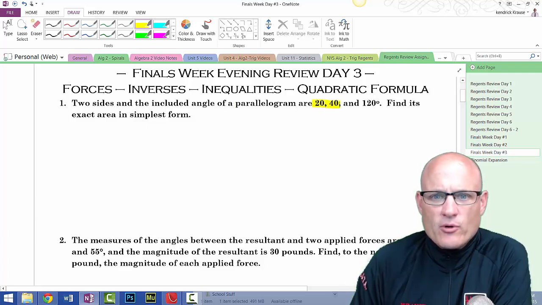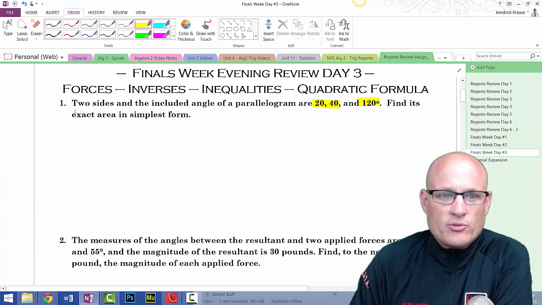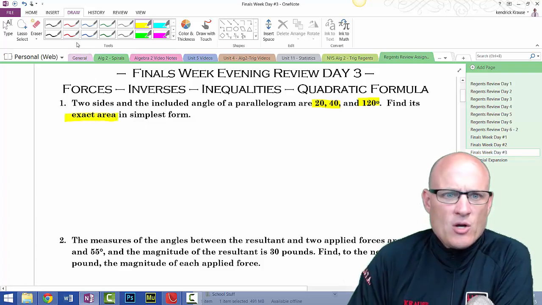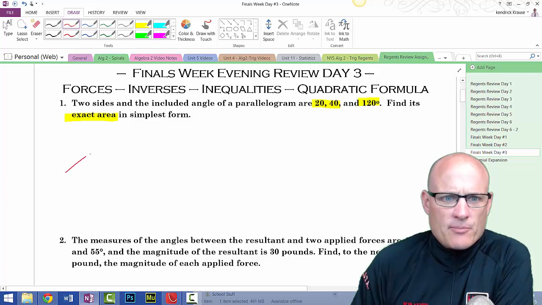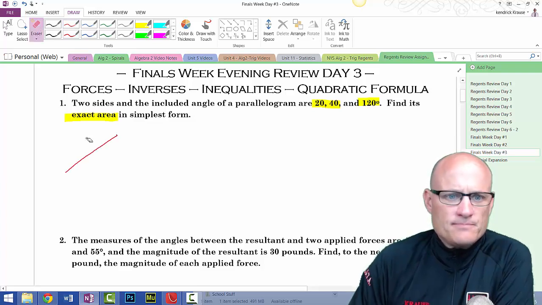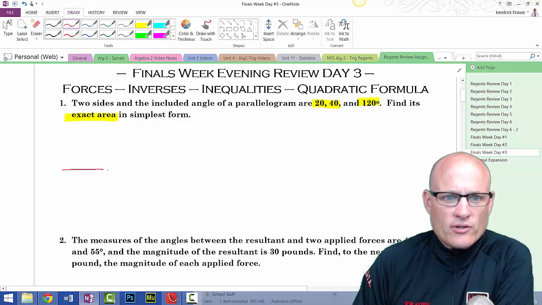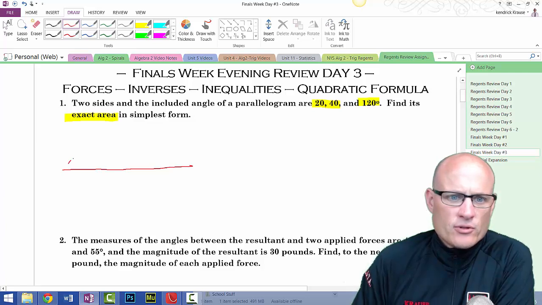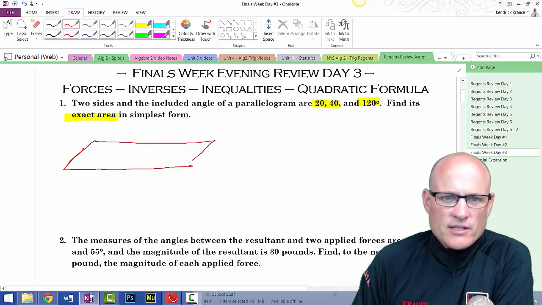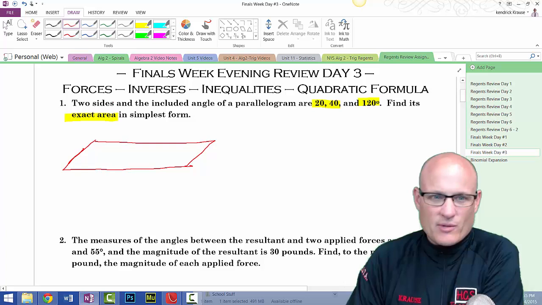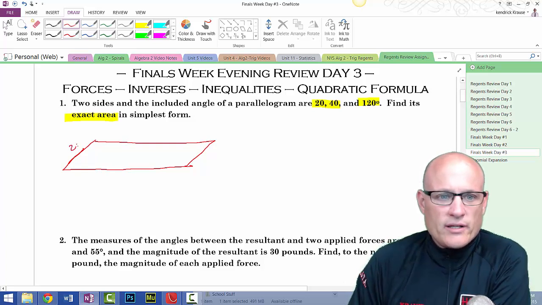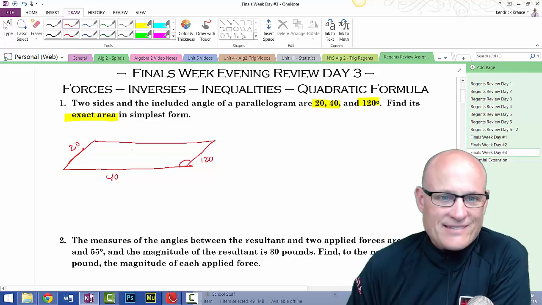We've got 20 and 40 sides, and we have a 120 degree angle between, and we want to find the exact area in simplest form. I always tell my kids to draw a parallelogram. You draw your short side, your long side, and your shorter side, and there's always one shorter than the other. I'm going to call this 20, and I'm going to call this 40, and clearly this is my 120 degree angle. Find the exact area in simplest form.